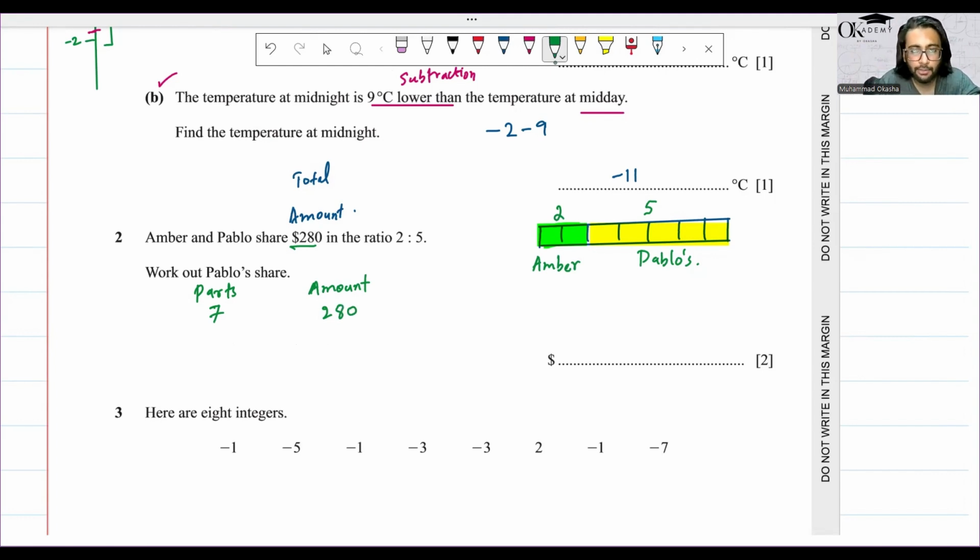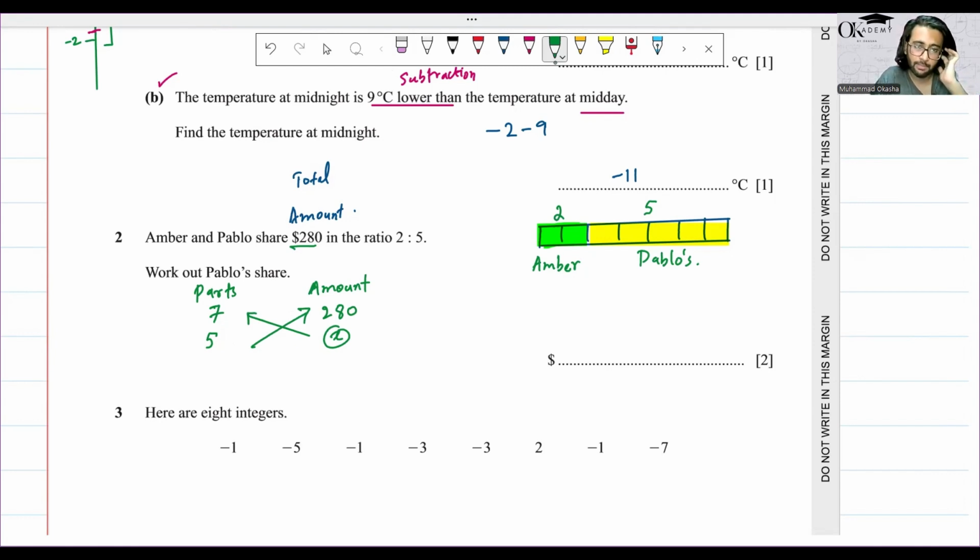And Pablo's share is 5. So if 7 parts is $280, how many parts would be 5? What's the amount for 5 parts? I don't know what it is, so I'll put that as X and I'll do cross multiplication. Okay, that's the simplest trick.